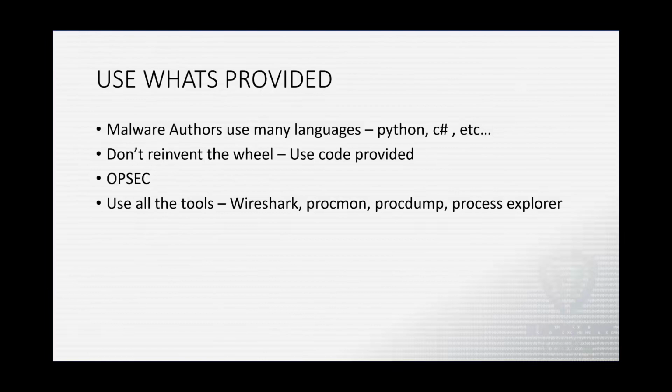And then again, finally, use all the tools. In this demo, I didn't show it, but I was running Wireshark in the background. I was running Process Monitor so I could see what file handles it was hooking into, registry keys, stuff like that, just in case it did, right? I would rather have that information when I started my analysis than to not have it. Again, Process Dump, Process Explorer, etc. That's it.